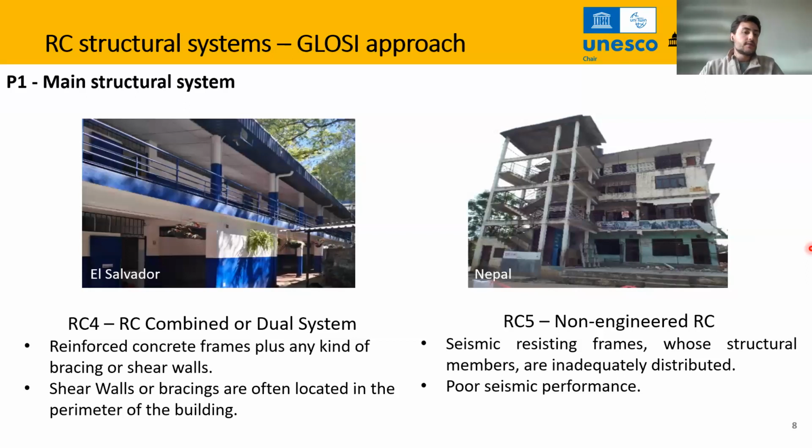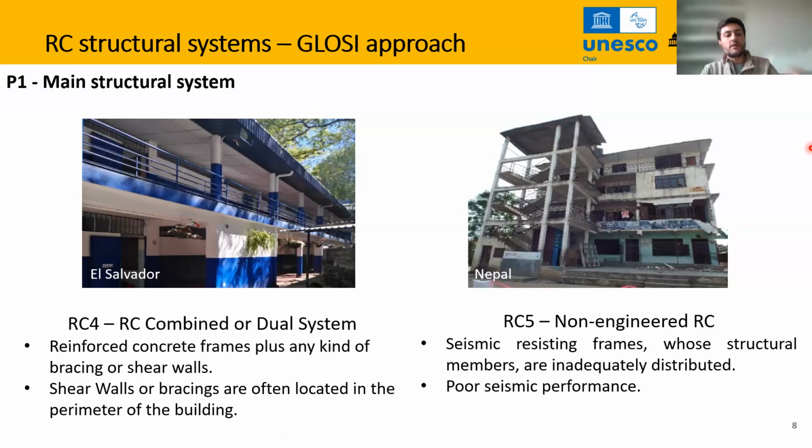After that, the next structural system in the GLOSI approach is the RC4, in which we have an RC combined or dual system. This is the same as the third category of the FEMA 647, in which we have a reinforced concrete frame with an additional element that will increase the stiffness of the building. So we can have here bracing, steel bracing for example, or a shear wall, as you can see in the picture. Often these elements that will give some additional stiffness are located in the perimeter of the building, but they can also be included in some internal axes.